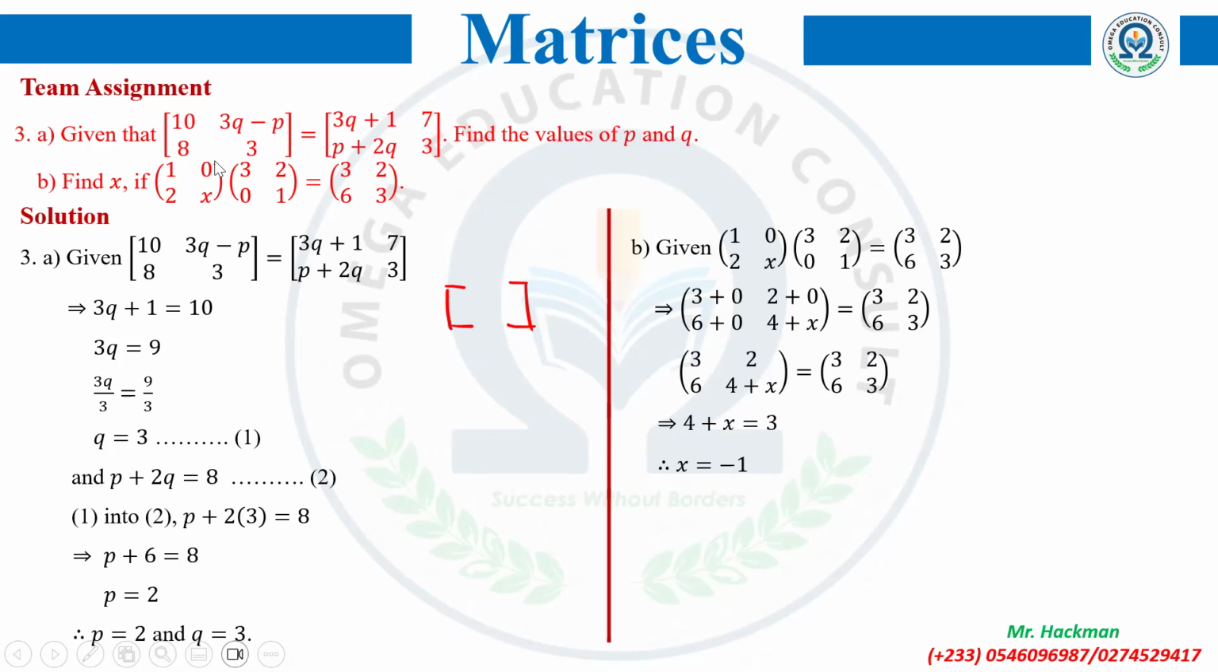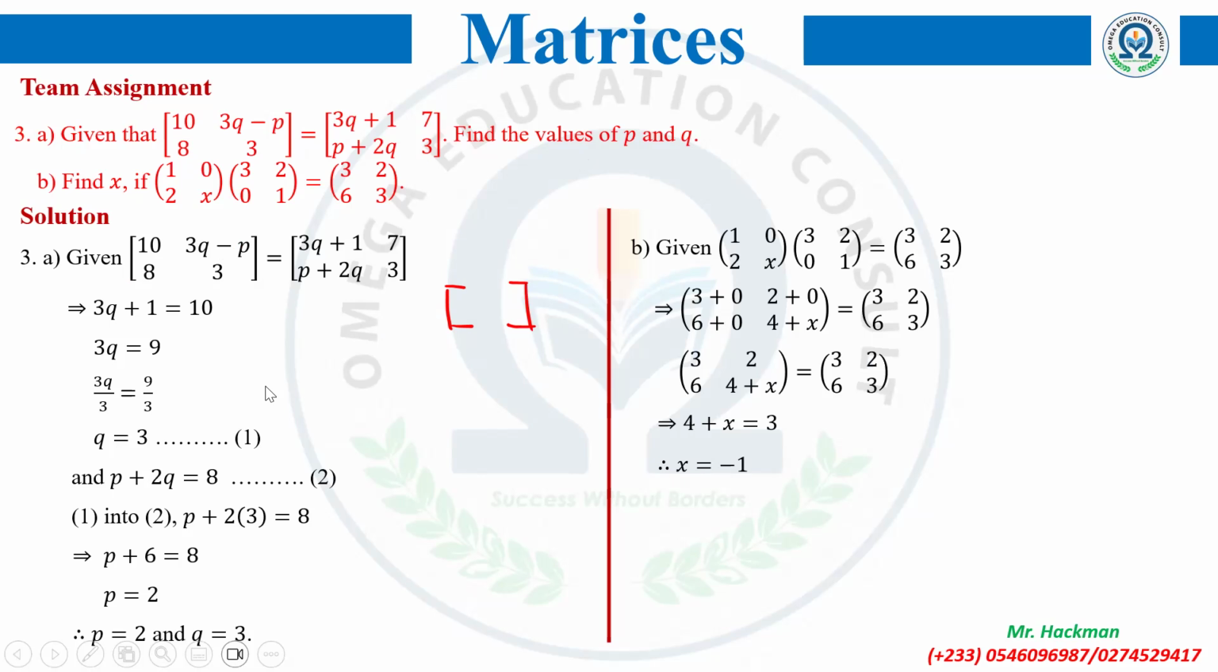Okay, in this case we just have to use equality of matrices. If two matrices are equal, then their corresponding entries must be equal. So what do you do? Solution to question 3A. Given that this matrix is equal to this matrix, I have two unknowns, so I have to create two equations with two unknowns to solve.